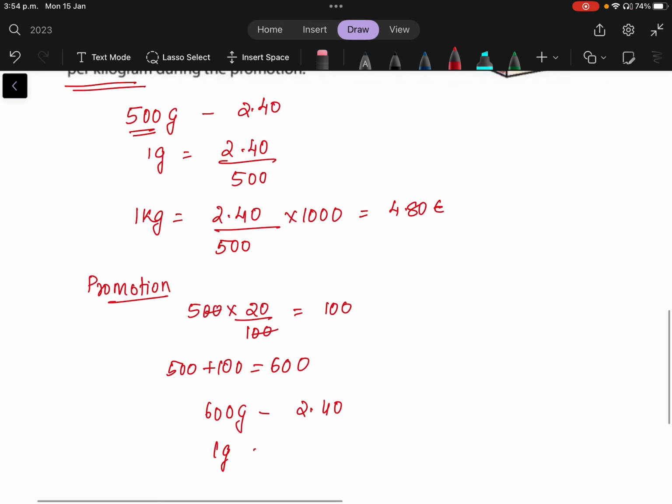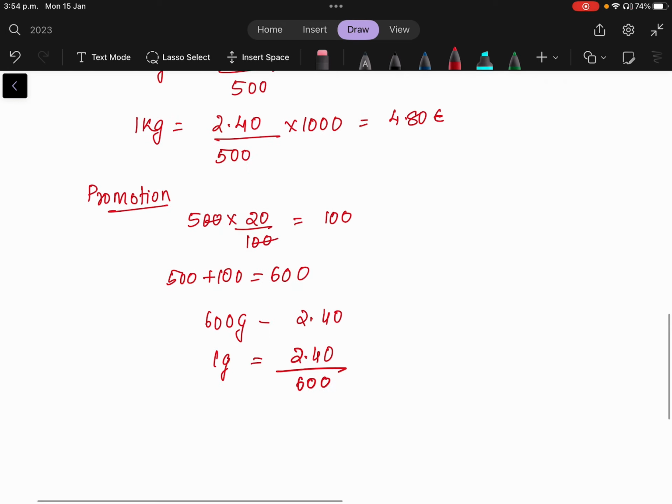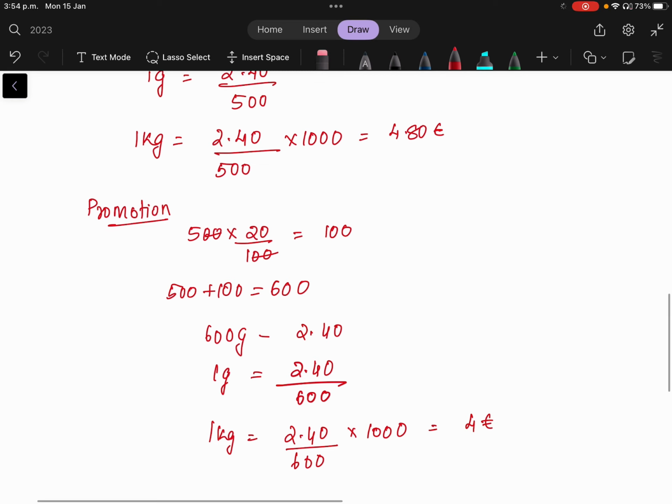So in this case, 1 gram will cost 240 divided by 600, and 1 kg will cost 240 over 600 times 1000. Okay, that will be 400 euro. So in the initial one it is 480, and with promotion it is 400 euro. So what is the reduction in price? So reduction is 480 minus 400, which is equal to 80.